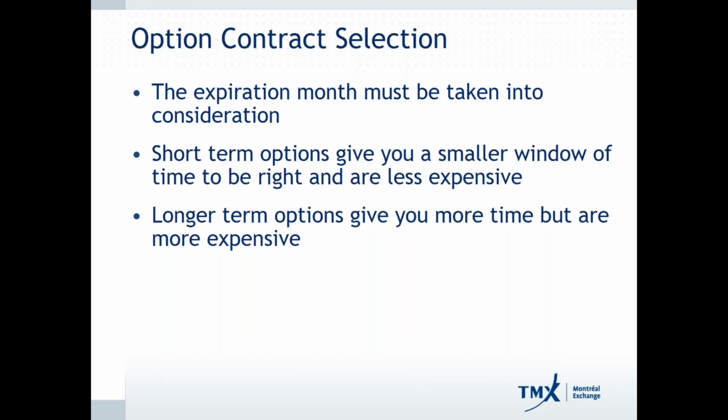Maybe it is a Bank of Canada interest rate announcement, or maybe it's oil inventories, or something of that nature. But you can utilize a shorter-term option to trade that very event-specific opportunity. Your longer-term options are going to give you more time, but of course, time is money. So it's going to cost you more in order to have a contract that has a longer dated expiration month.